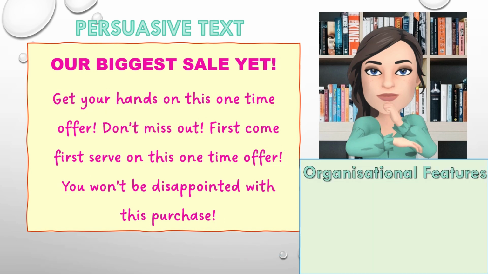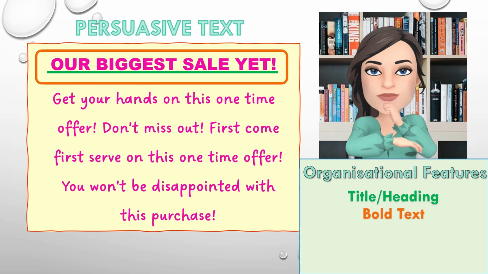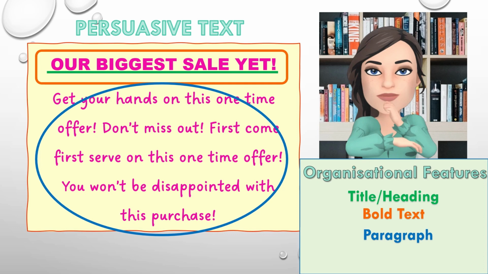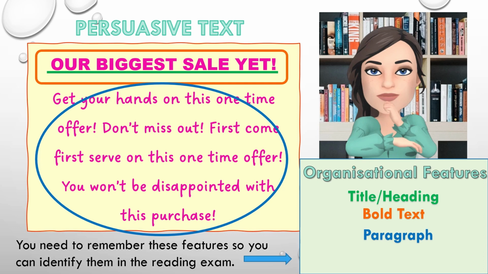Let's now look at the organisational features, and all this means is how it's laid out, how it looks on the page rather than what is written. So we have a main title or heading, and this will catch the eye of the reader, encouraging them to read the piece of text. This is also written in bold text to make it easier to catch the reader's eye. And then we have a paragraph of writing underneath the heading. You need to remember these features as well as the language features so you can identify them within the reading exam.